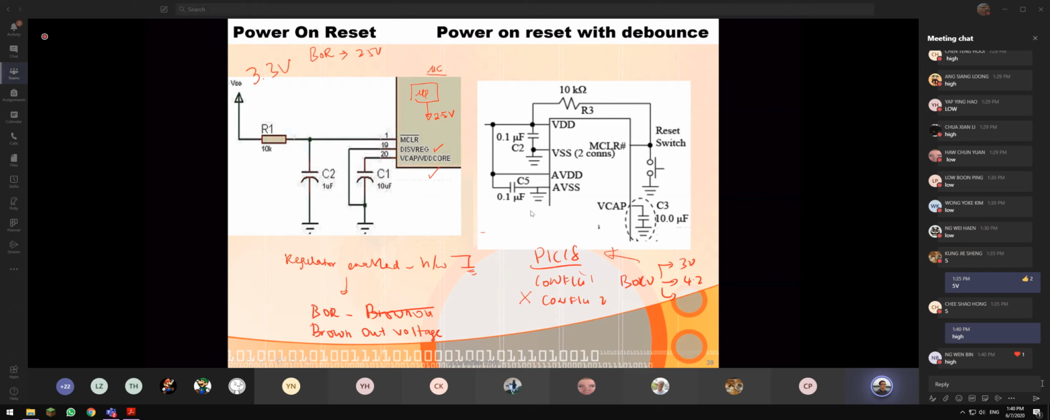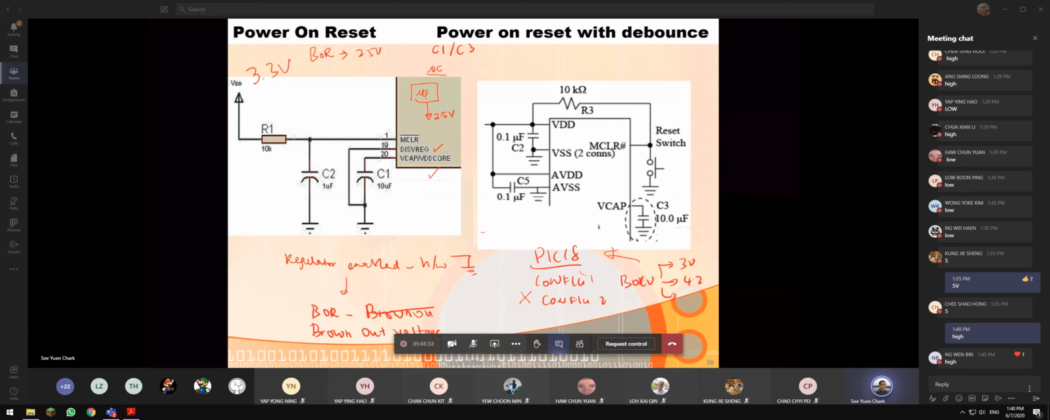Basically, can you tell me what is C3 for just now? What is C3? C1 here. Why do you need a capacitor? Normally, what is the function? What are the features of the capacitor? C3 or C1? What is the function of the capacitor?